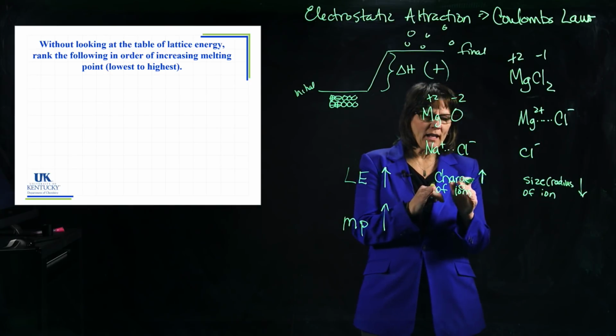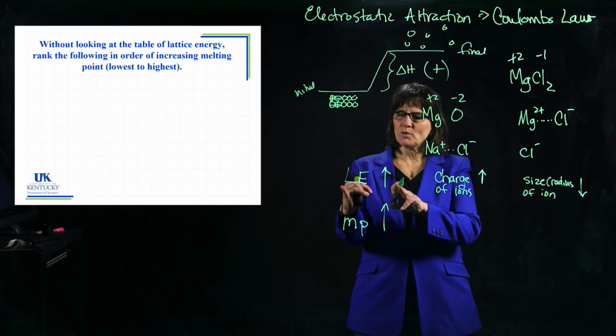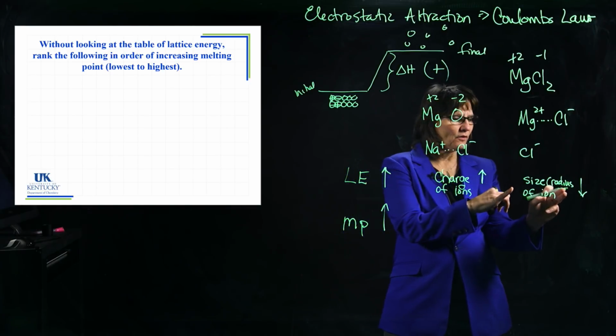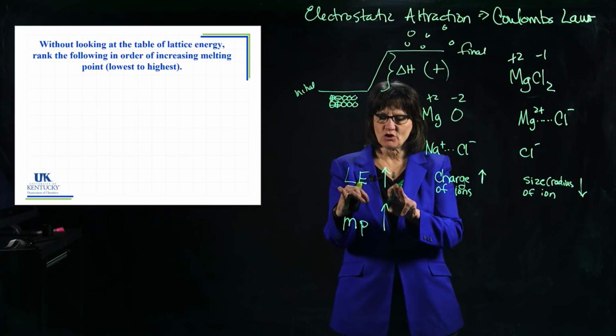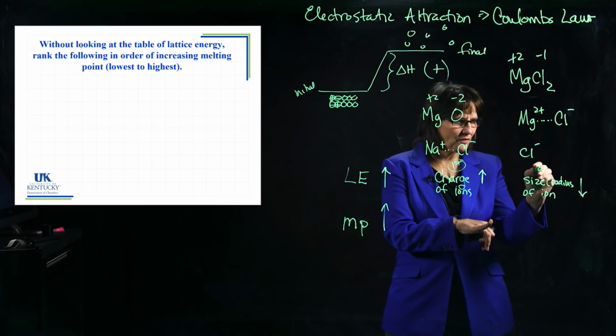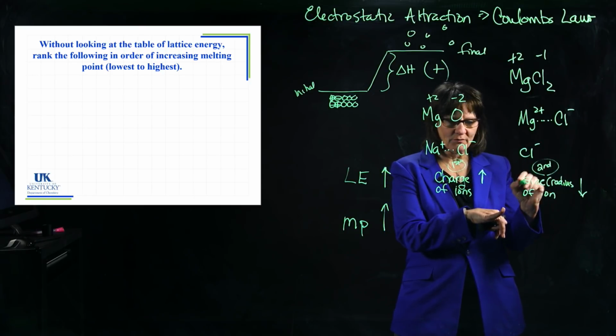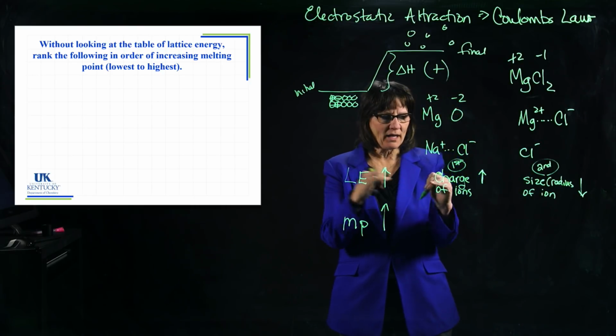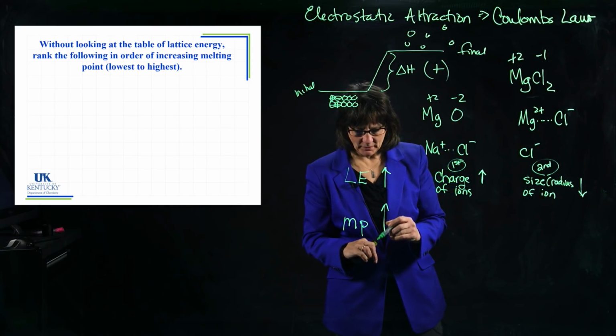So if I'm comparing two ionic compounds, I can compare their size and know which one has the greater lattice energy. I look at this one first, and then I would look at this. If those are the same, I could go to this level. And once I've ranked their lattice energies, I can rank their melting points.